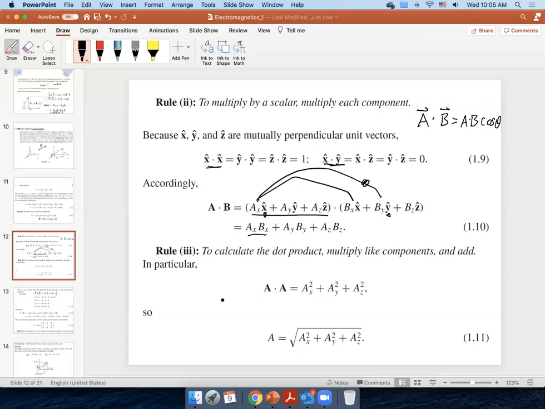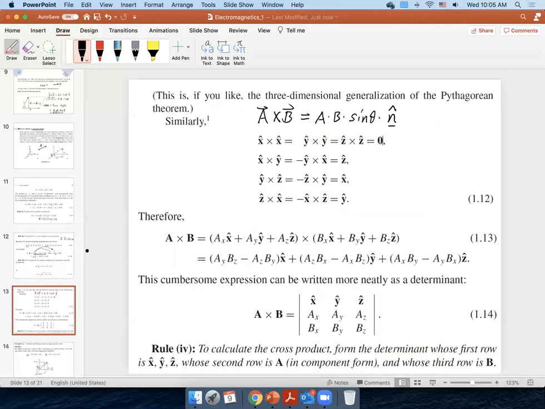In particular, if you have A dot A, because A is parallel to itself, you will have AX squared plus AY squared plus AZ squared. Or you just replace this B from here by A and use this equation, and you will have the same thing. And the magnitude of A equals the square root of AX squared plus AY squared plus AZ squared. That's the dot product.